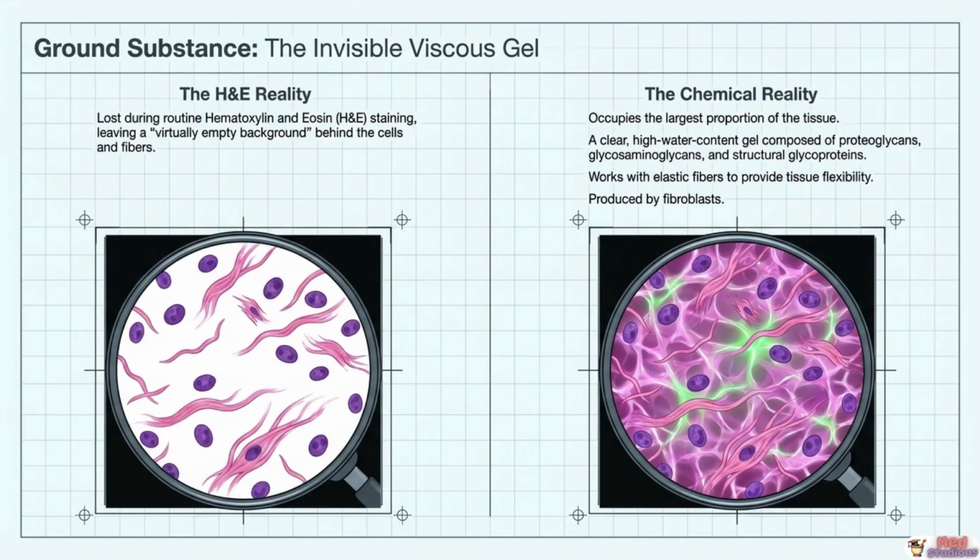This hydrated gel is crucial for survival. It allows dissolved gases, nutrients, and waste products to diffuse easily between blood capillaries and the cells, while simultaneously working alongside elastic fibers to provide exceptional tissue flexibility.